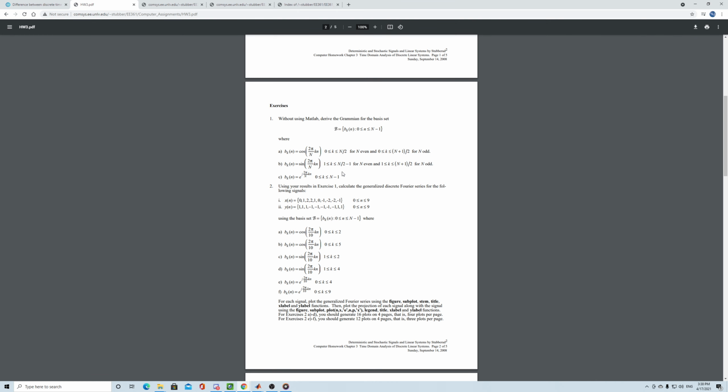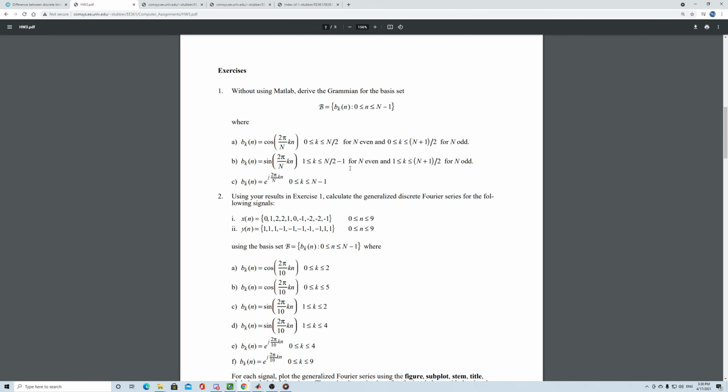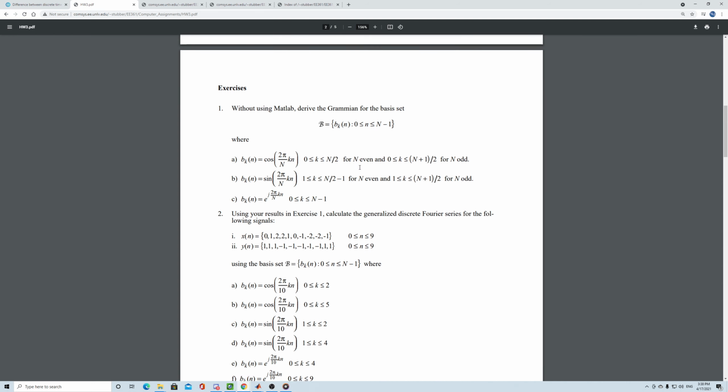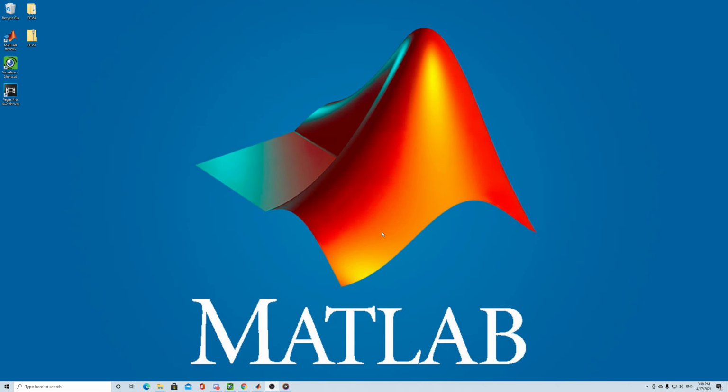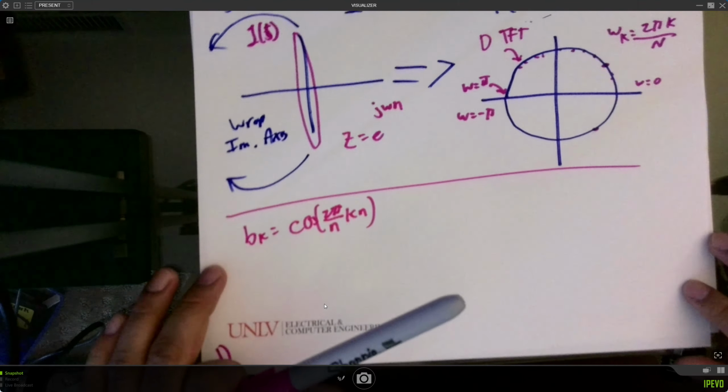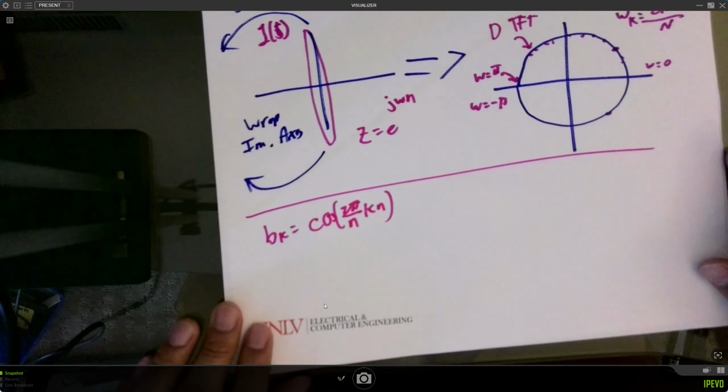There we go. So if we wanted to do exercise 1, let's see. Without using MATLAB, derive the Gramian. So let me just get this right here. Our bases. I'm just writing this on a piece of paper. Let's do the first one. Cosine 2 pi kn.